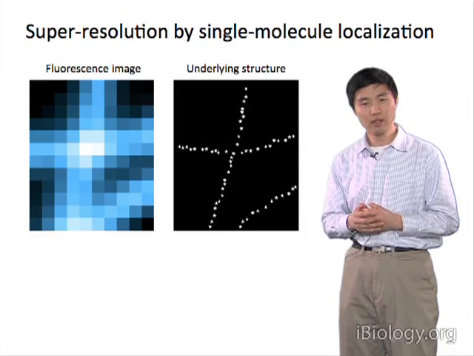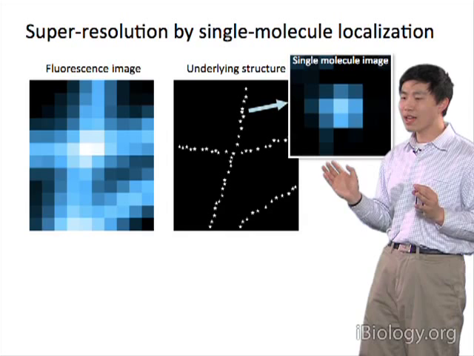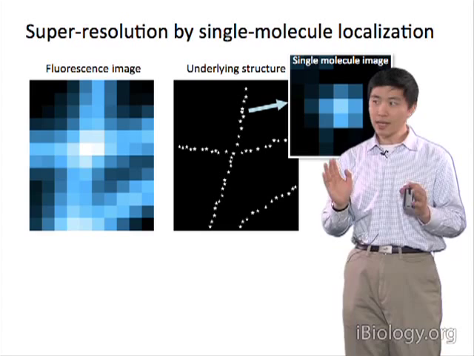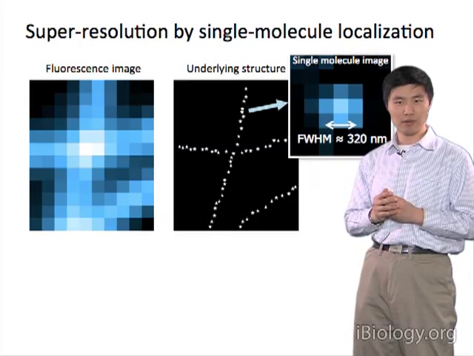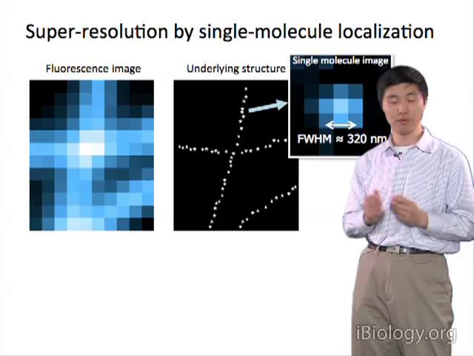With the development of the field of single molecule detection in the past more than 20 years, it's now fairly routine for us to capture the fluorescent signal from one molecule, given that we have a good enough microscope and a sensitive enough camera. On the other hand, even if I have just one molecule, it's still going to look blurry because of the diffraction limit. In this case, a red fluorescent molecule is going to have a full width at half maximum of 320 nanometers. So that doesn't seem to be able to improve our resolution.